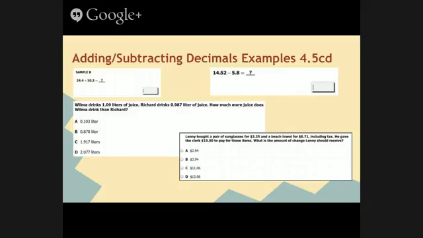He gave the clerk $15 to pay for these items. What is the amount of change Lenny should receive? So there are a couple of different ways they could solve this problem. First, they could take the 15 and the 335, subtract those, and then from that total, or difference, I guess, subtract the 871.